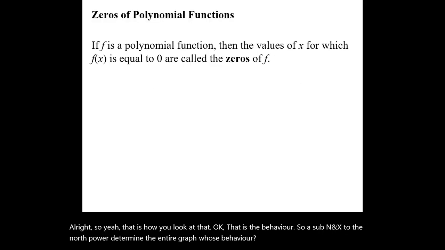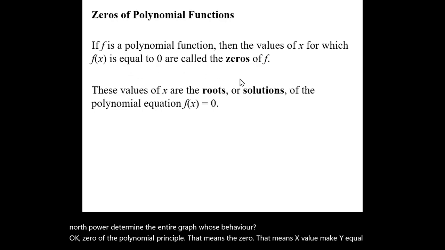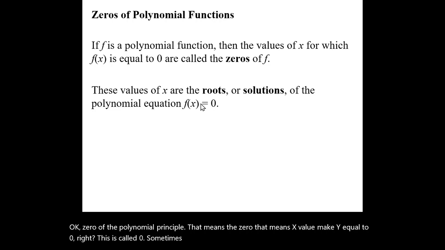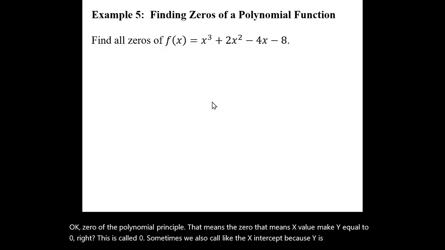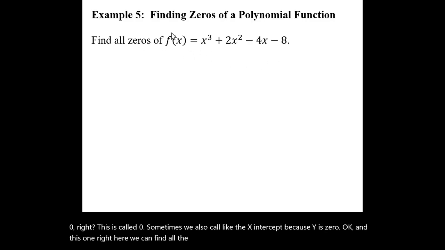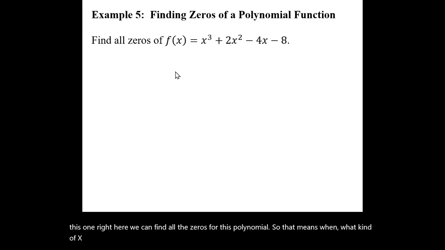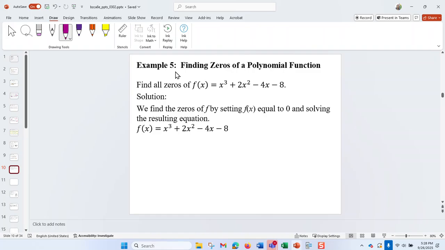Okay, zeros of a polynomial. That means the x value that makes y equal to 0, right? This is called a zero. Sometimes we also call it the x-intercept because y is 0, okay? And for this one right here, we can find all the zeros of this polynomial. That means what kind of x value will make this y equal to 0, right? And we can solve this one. We can make this whole thing equal to 0, okay?